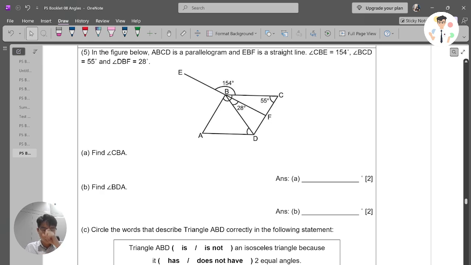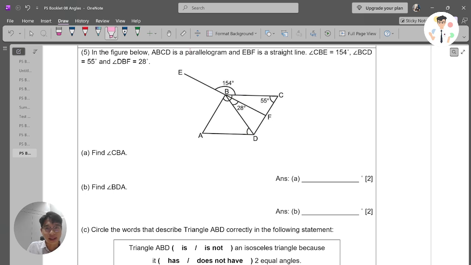In the figure below, ABCD is a parallelogram. Now, highlight this. These are extremely important words, okay? Because this tells you that this is a parallelogram. Because some of you might look at it and say, teacher, it looks like a rhombus. No, here I already say it's a parallelogram. And we are given a very important statement as well. EBF is a straight line.